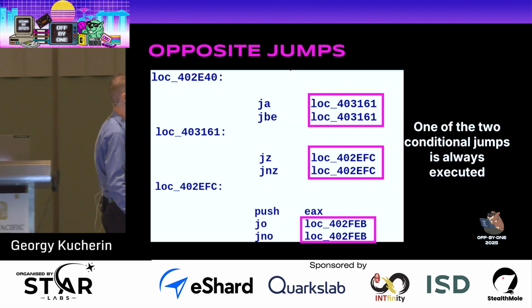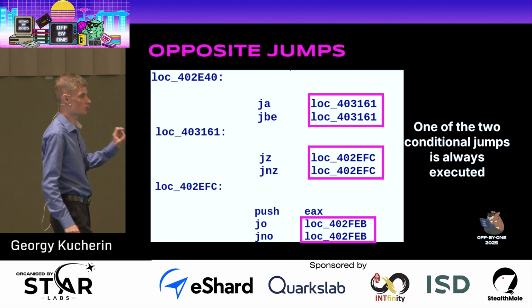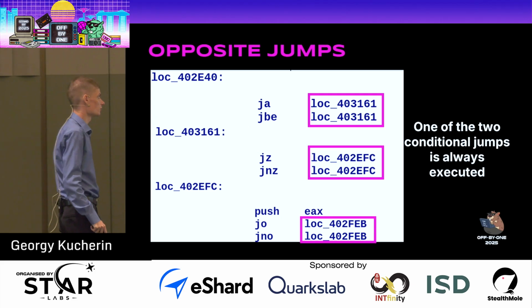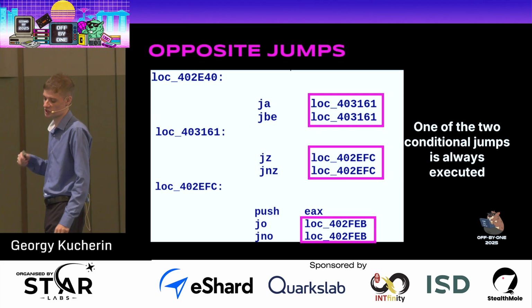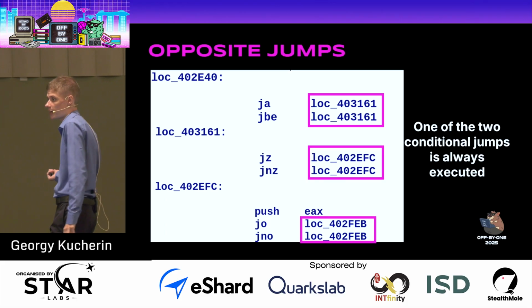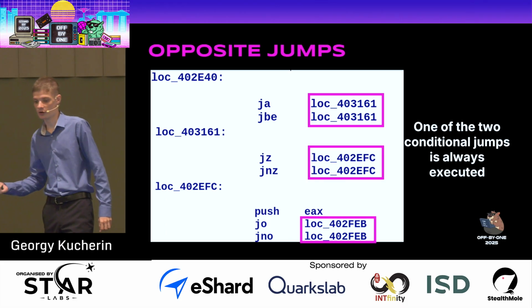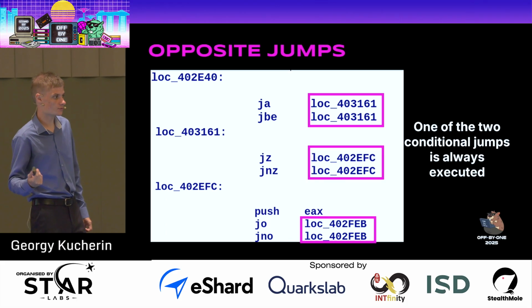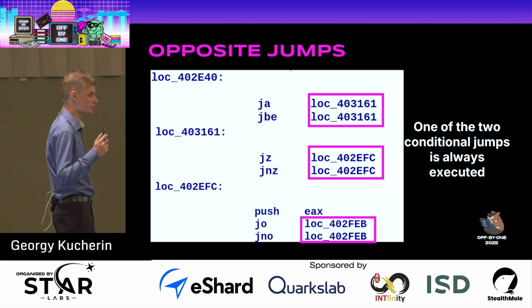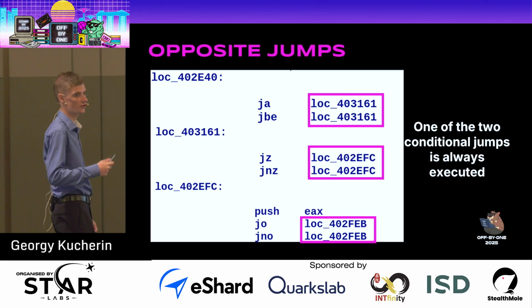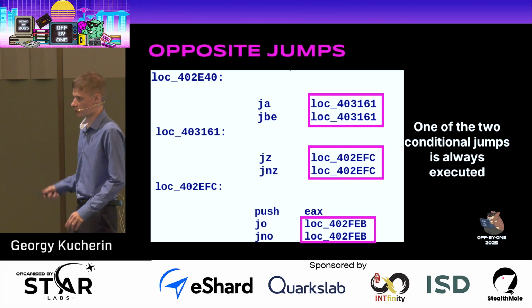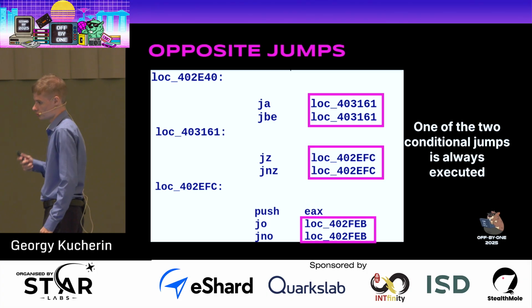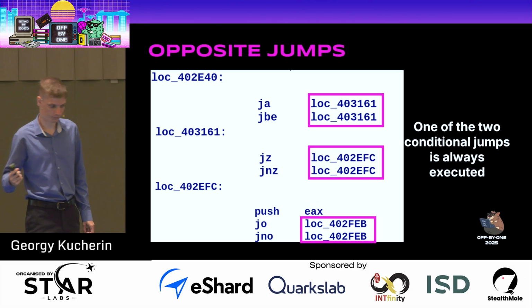Now, if we look attentively at these pairs of jumps we saw, we can see that they all branch to the same address. And furthermore, we can observe that these conditional jumps are opposite to each other. JZ, jump if 0, JNZ, jump if not 0. And because of that, one of the two conditional jumps is always executed.